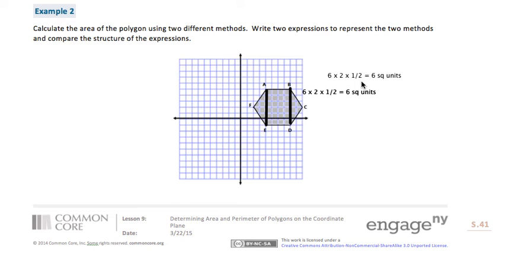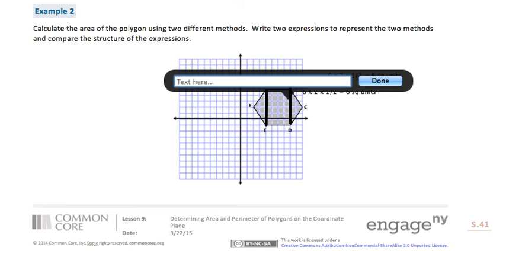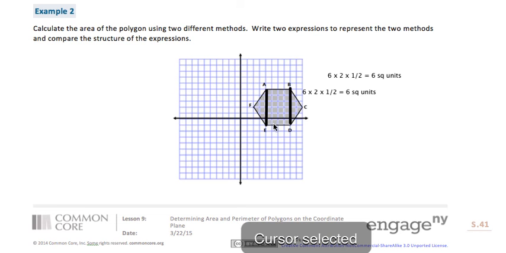So we have two of those, and then we have the rectangle, and our rectangle is 4 by 6. So our rectangle, 4 times 6, which is 24 square units. And then finally we add all three of them together to find the total area of the hexagon.